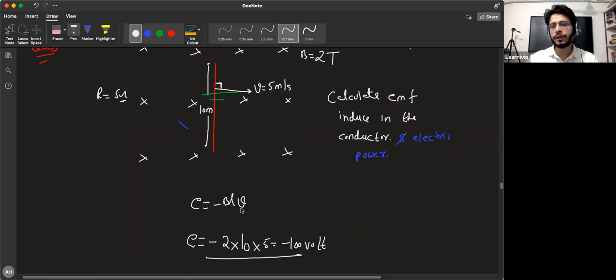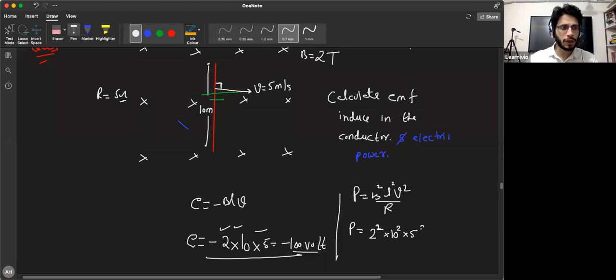So see the straightforward thing. EMF is minus of BLV. B is 2, L is 10, V is 5 meter per second. It's minus 100 volt. When you need power, then this is just B square, L square, V square divided by R. B is 2 tesla, so it's 2 square. L is 10 meter, it's 10 square. Velocity is 5 square. Divided by R, which is 5, it gets cancelled out. So the power is 4 into 5, 20, and then 2000. This is formula based. You should know how to use these relations.